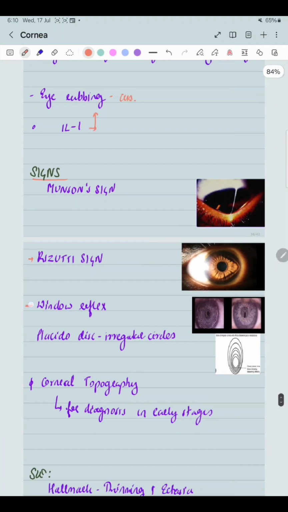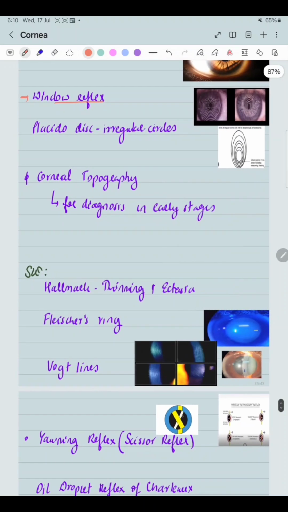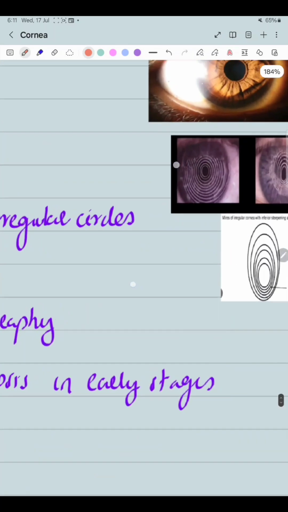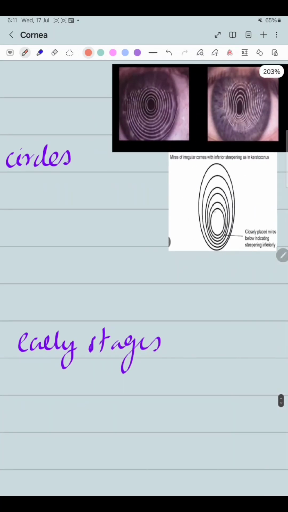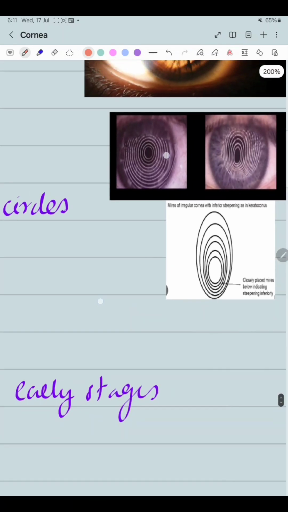Then the window reflex, the reflex is distorted. Then Placido disc will give irregular circles. Here we can see the mires are closely packed below, indicating the steepening of cornea below. This is a normal Placido disc, we can see the regular concentric circles. Here we can see inferiorly it is tightly packed. That is seen in keratoconus. That steepening will cause irregular circles.